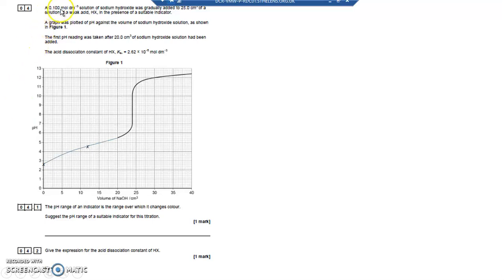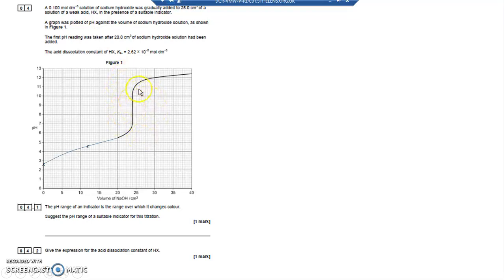Question 4. A 0.1 mol dm⁻³ solution of sodium hydroxide was gradually added to 25 cm³ of a solution of a weak acid HX. Interestingly, normally I'm given a concentration and a volume, the volume of sodium hydroxide from my titration, but I've not been given the volume, so I'm never going to be able to work out moles of sodium hydroxide added.